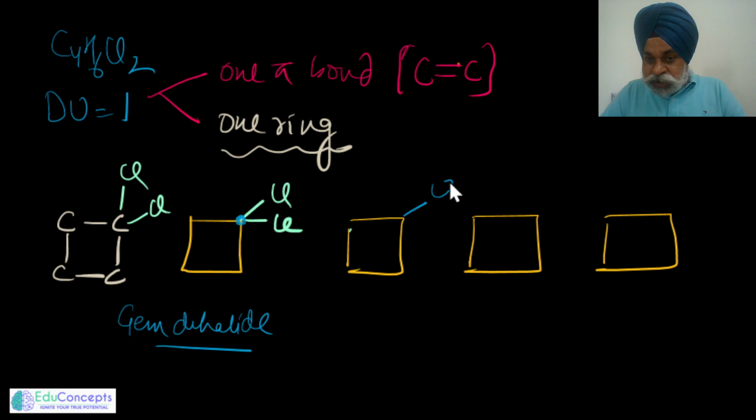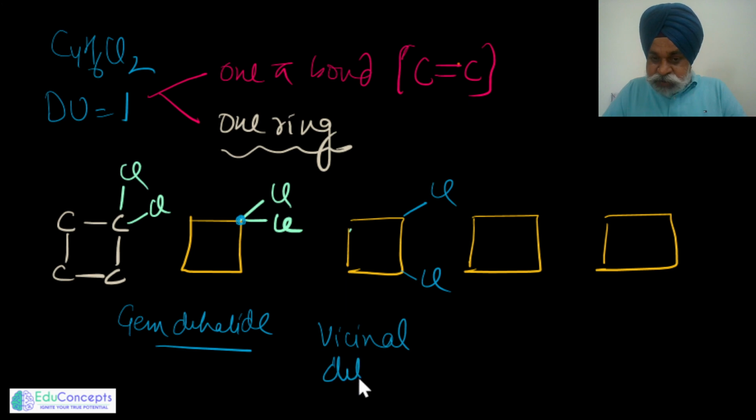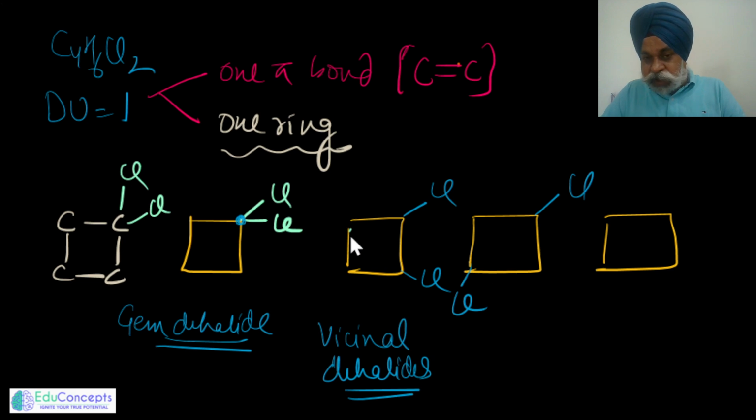Now another combination you can generate, this one. This is, we said in the last session, I think in the last to last session, vicinal dihalide. So these things you keep on adding in your knowledge bank, because sooner or later we have to discuss this in detail also. So one way is this, another way is this. So I think with the ring of 4, I can get these 3 structural isomers.